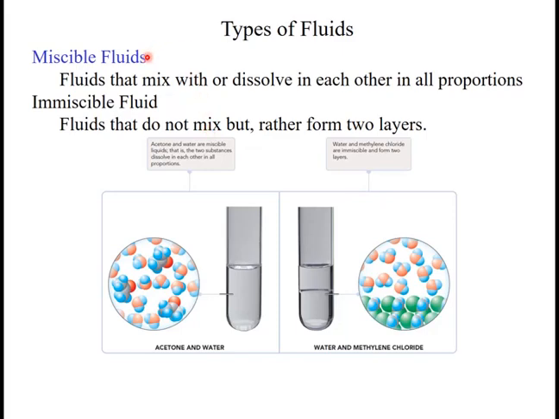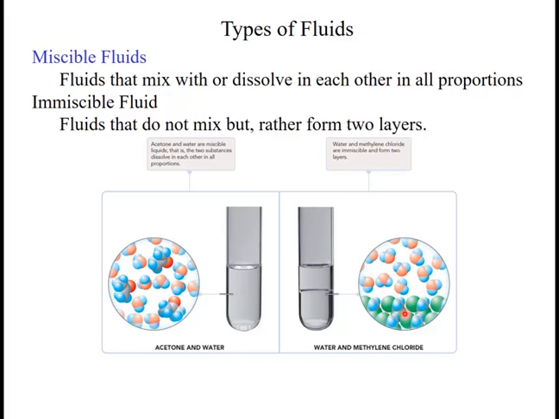There are types of fluids. There's miscible fluids, and that's shown here. This is acetone and water, and this molecule here is water, and this is acetone. Miscible means they're all mutually dissolved and together, versus immiscible fluids, which don't mix but form multiple layers. And so this is an example of that.